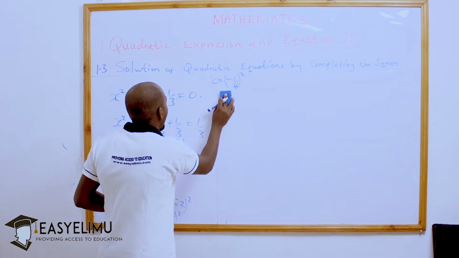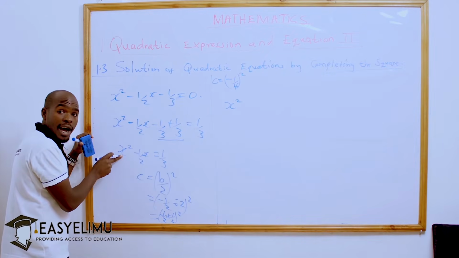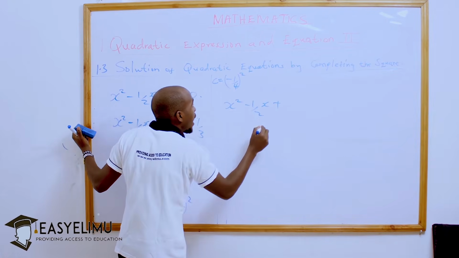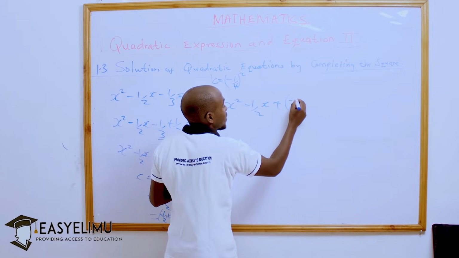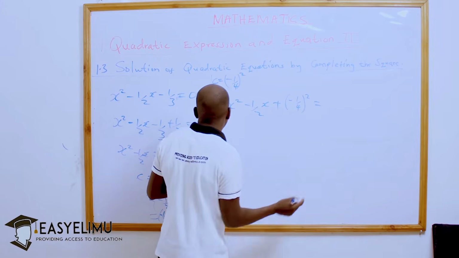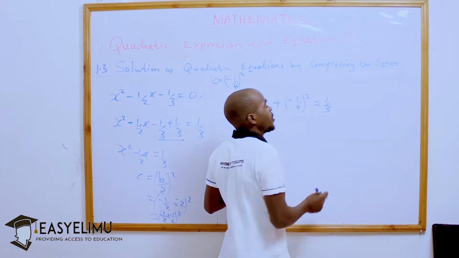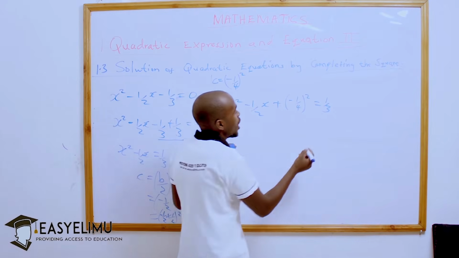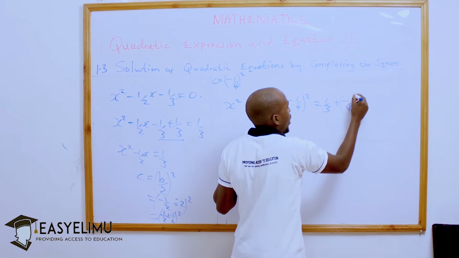So we can rewrite our equation now by saying it is x squared, then we subtract a half x, then we add the value of c. Here, the value of c we shall have in brackets as negative a quarter squared, which is equal to, on the right hand side, a third. But remember, whatever you do on the left hand side, you also do on the right hand side. So we are also going to add negative a quarter squared.